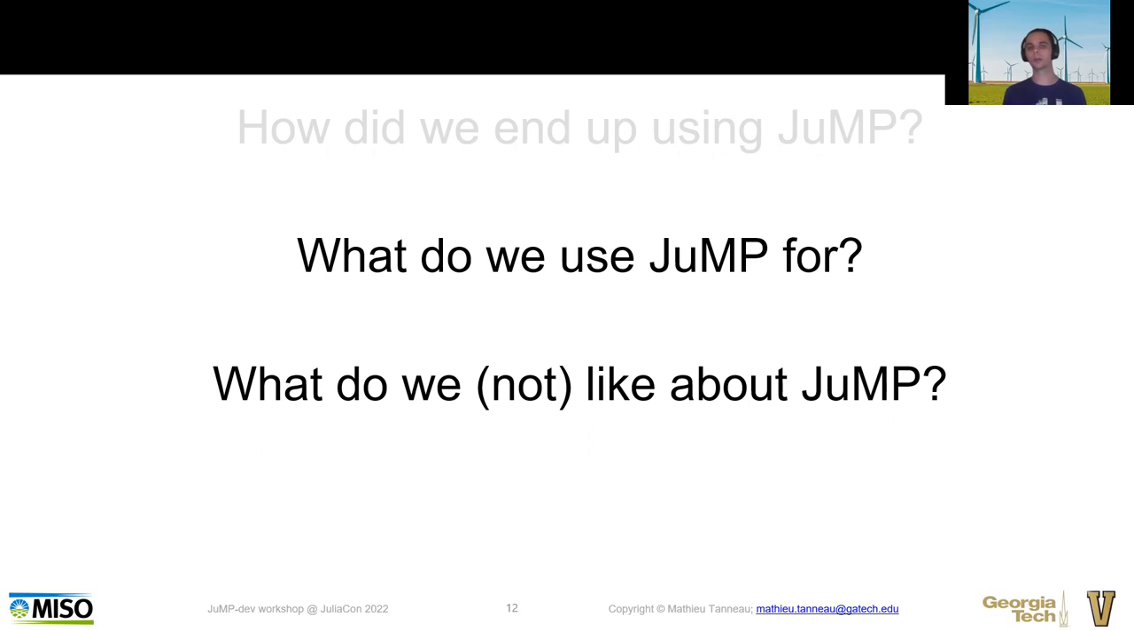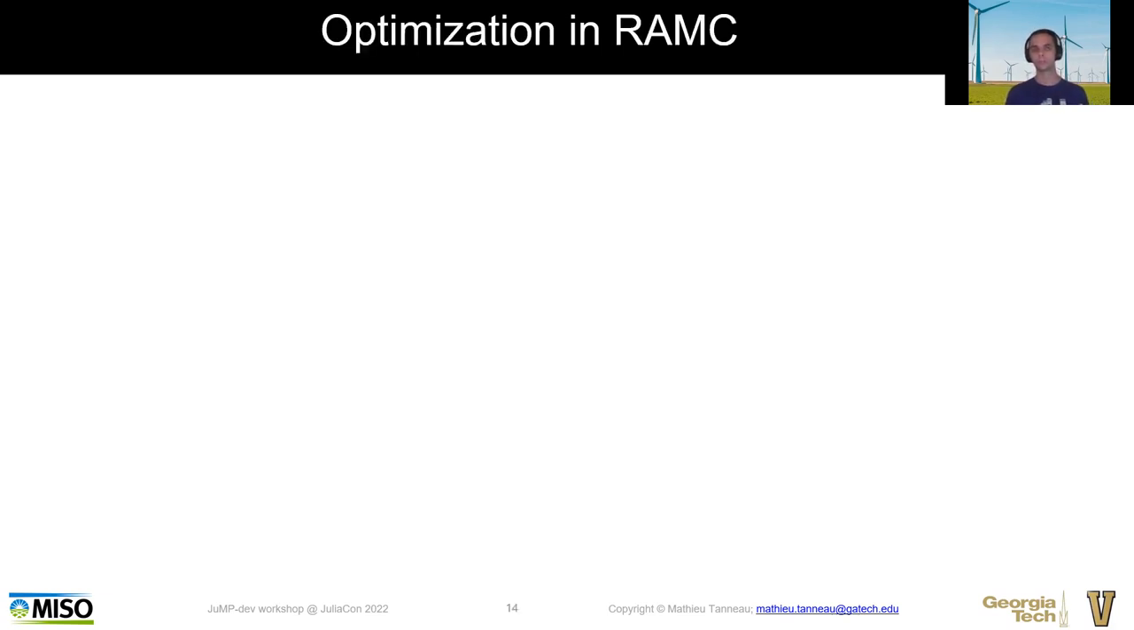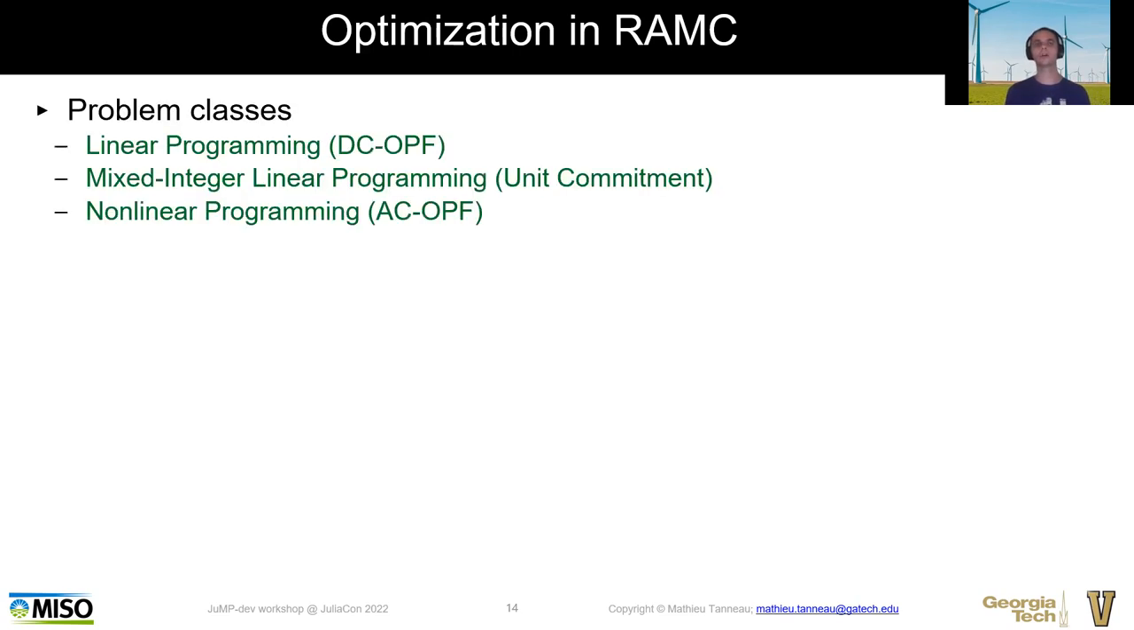So having said that, what do we use JuMP for in the project? And then what do we like or not about JuMP? So I'm going to talk now about how JuMP fits within our workflow and what we use it for and how. To give you a little bit of additional background, the optimization problems that we deal with in RAMC are of various kinds. So we're dealing with linear, mixed integer linear, and nonlinear programming problems that are fairly common in power systems. The main difference being we're using formulations based on what our industrial partner is using. So they may differ a little bit from academic formulations that you might see in typical papers.